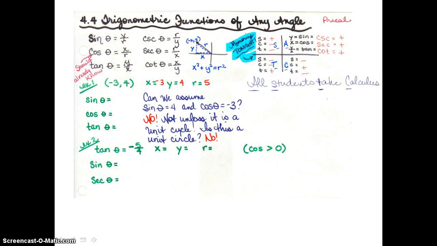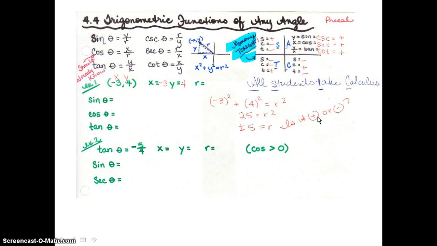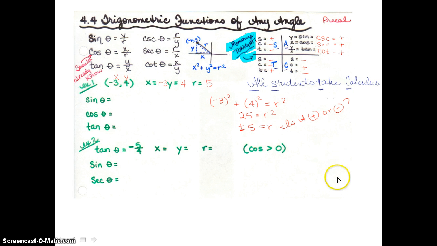This is, however, a 3, 4, 5 triangle. So you'll notice that if x is negative 3 and y is positive 4, then I would know that my radius is 5. If I didn't happen to remember that, I could always use the Pythagorean Theorem, a squared plus b squared equals c squared. If I do that, I get down here to r squared equals 25, take the square root of both sides, and I get r is equal to either a positive or a negative 5. So which one is it? Is it positive or negative? Well, this is a radius. A radius is a distance. It's a length. It can't be negative, so I know that's got to be a positive 5.